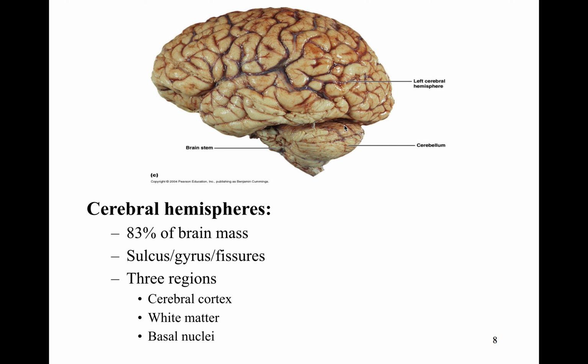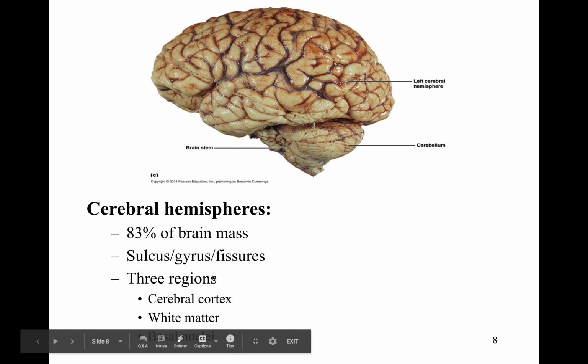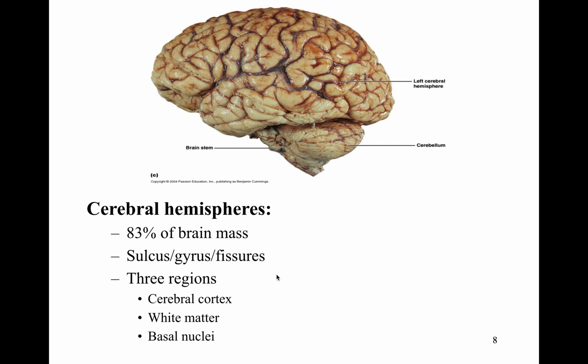When we look at a cross-section of our cerebral hemisphere, on the inside of our cerebrum, we'll see that it is divided into three regions. First, the cerebral cortex, that outside ring of gray matter. Second, the internal white matter. And third, those islands of gray matter throughout the white matter, known as basal nuclei.